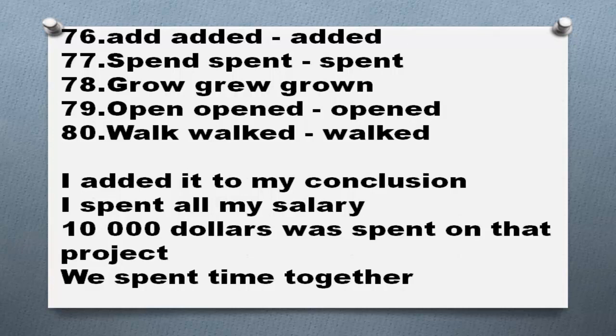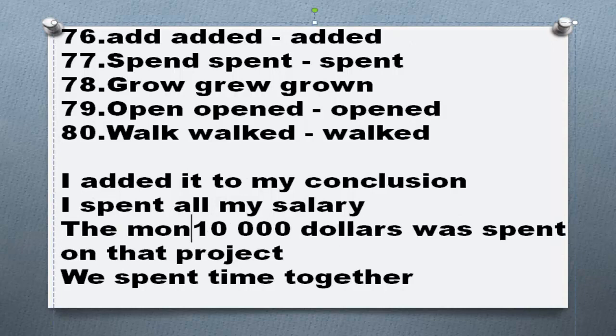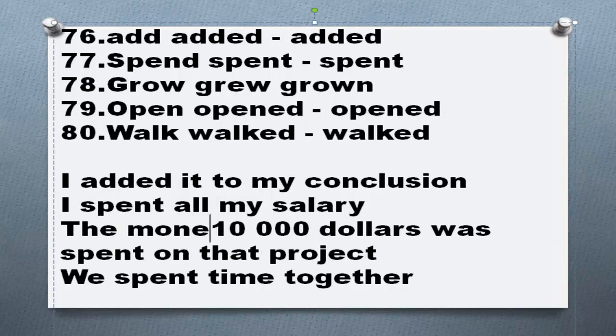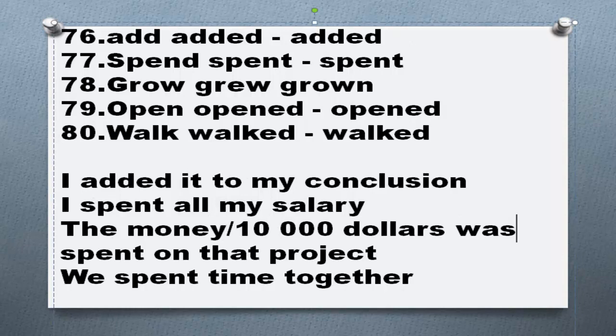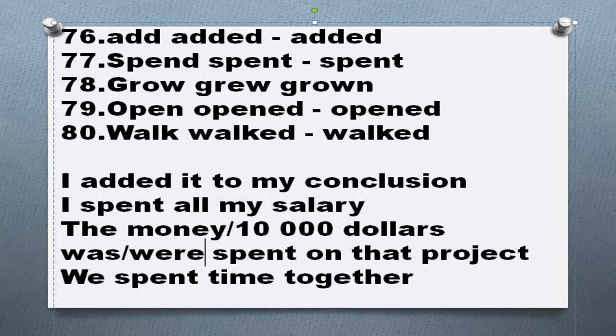Ну, соответственно, если мы говорим, что деньги были потрачены, то у нас деньги единственное число, то мы говорим the money was spent on that project. Если $10,000, и мы имеем в виду, что это доллары, то доллары это множественное число, поэтому более корректно сказать were spent on that project. То есть деньги мы говорим просто слово деньги, то was, конечно. The money was spent on that project. Если это множественное число, то мы говорим were. $10,000 were spent on that project.